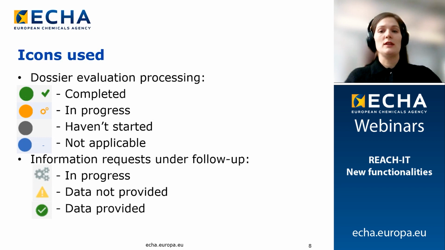For the individual information requests under the follow-up step, there are 3 icons used. The gray gear icon appears once the deadline from the adopted decision has expired, and it means that ECHA assesses whether the information requested has been provided in the dossier update. The exclamation mark means that the data was not provided by the deadline, or the data was provided by the deadline, but not sufficient for one or several information requests.